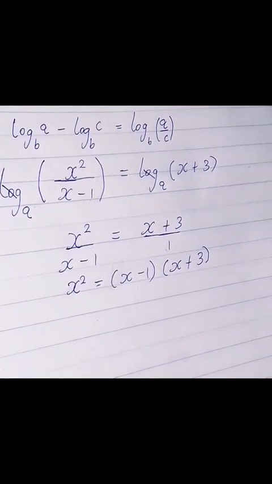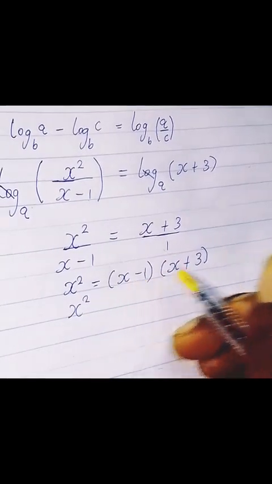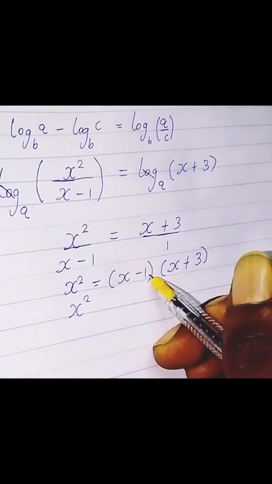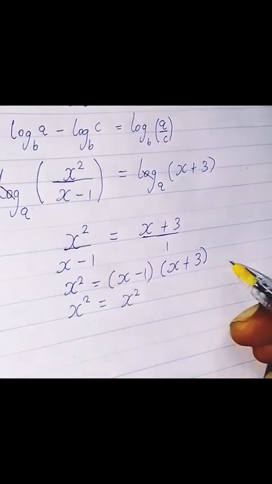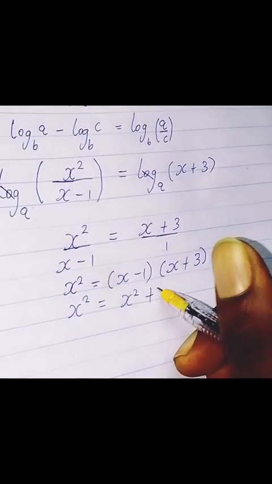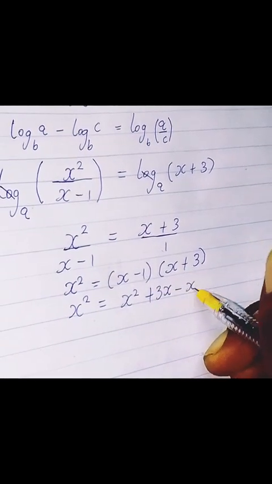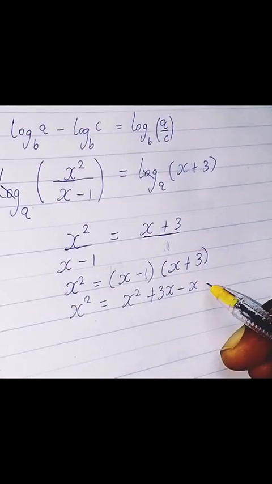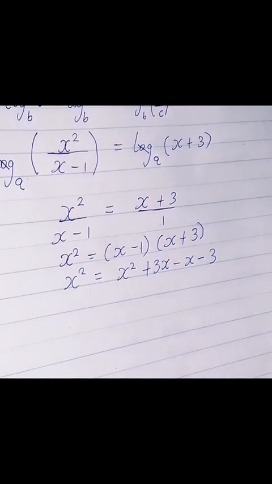So now from this part, what do we do? We open the brackets here. We have x squared. Now x times this, minus 1 times this. You get that? x times x gives us x squared, and x times plus 3 is plus 3x. Now minus 1 times x is minus x. I hope you are getting that. Minus 1 times plus 3 is minus 3.